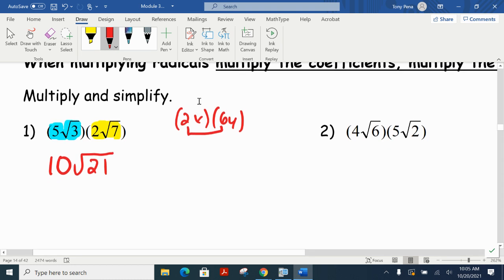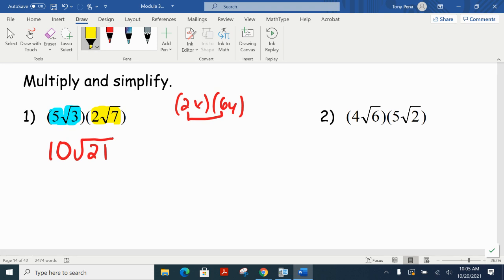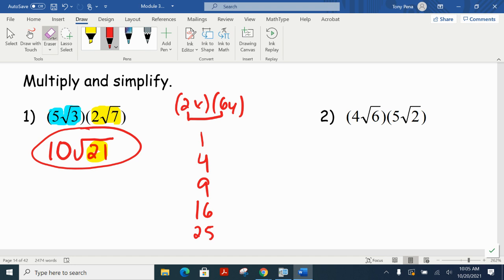If that can be simplified, we need to simplify it. So if there is a way to break down 21, we would need to do that. So let's go through our options here. One we never really worry about. Does 4 go evenly into a 21? No. Does 9 go into 21? Nope. Does 16 go into a 21? Once we get to 25, it doesn't make any sense. It's actually bigger than the number that we have. So there's nothing we can do with that one. That's your answer. You just multiply them together.